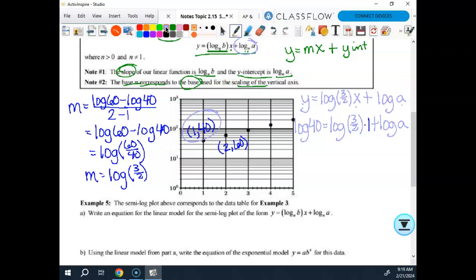which means it doesn't really change what that is. Now I'm trying to get log of a by itself, so I'm going to subtract that log that's on the right over to the left. So I'm going to have the log of 40 minus the log of 3/2, and that's equal to the log of a.